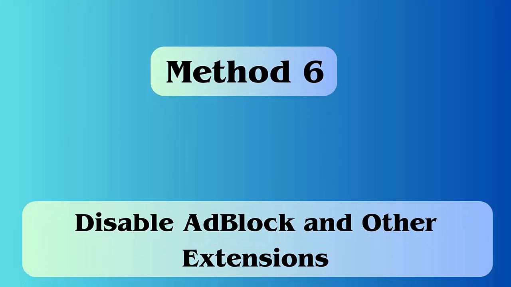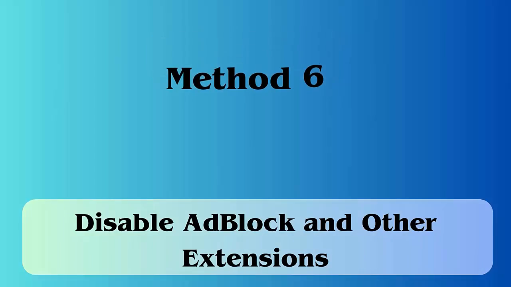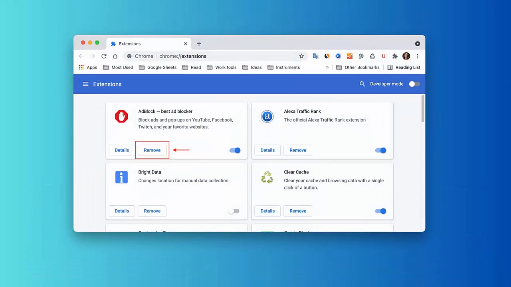Method 6. Disable AdBlock and other extensions. First, open browser settings. Go to Extensions or Add-ons. Find AdBlock along with other extensions that are linked with Roblox. Turn off these extensions or click on Remove button. Finally, restart browser.